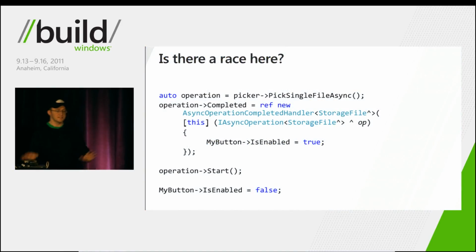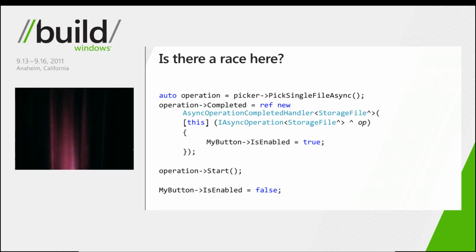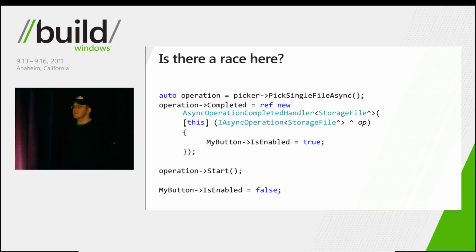Okay, so that's almost everything I've got. I've got one last one here. I've got some code up here, and I'm picking a single file, and I've got a button that I want to enable and disable while this is happening. So just a quick show of hands here. I'll give you a second to digest, and I'm going to ask you if you think there's a race in this code.